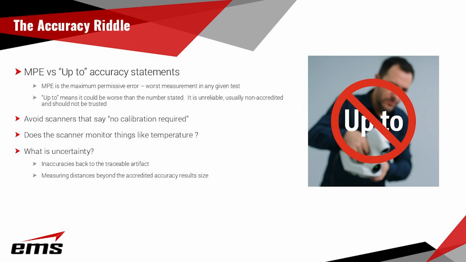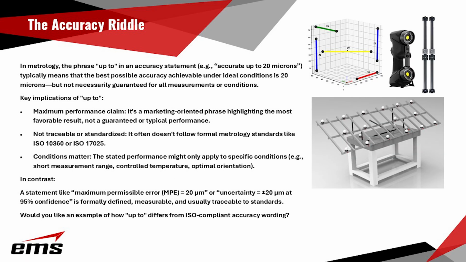Another thing I feel is kind of misleading is statements that say "up to." So there's MPE versus "up to" accuracy statements. When you're looking at somebody's accuracy statement, MPE is maximum permissible error, which basically means the worst case scenario in any given test. So if you measure something 5 times and the worst case is this value, that's the accuracy statement.